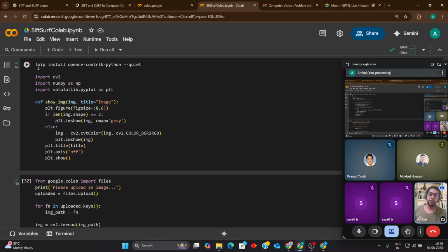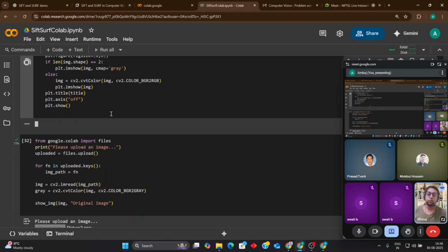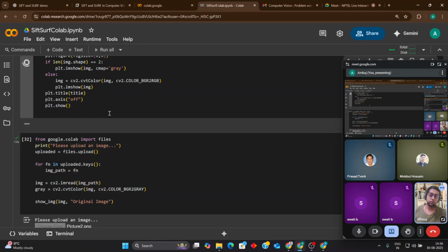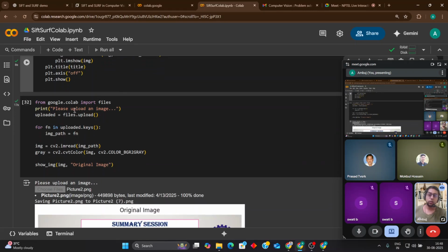Then try to see here where my cursor is going. I am installing all the requisite libraries. I am importing some of the functions. Then I am defining the image. I try to run this particular cell and see whether it is running or not. Yes, it has run successfully.